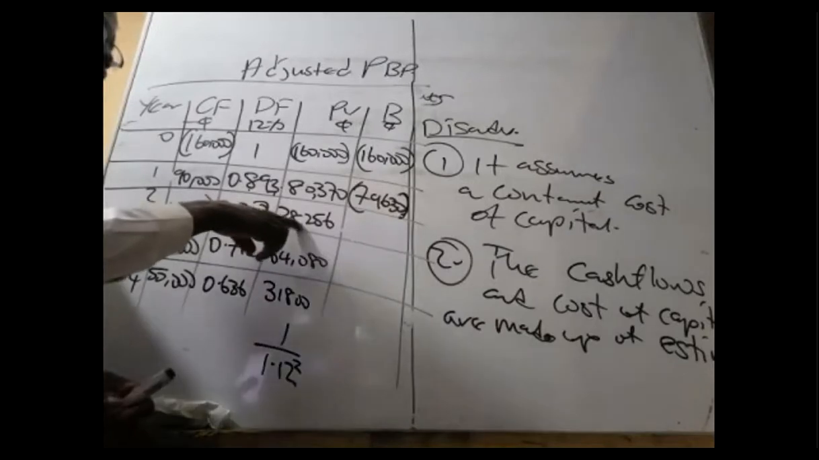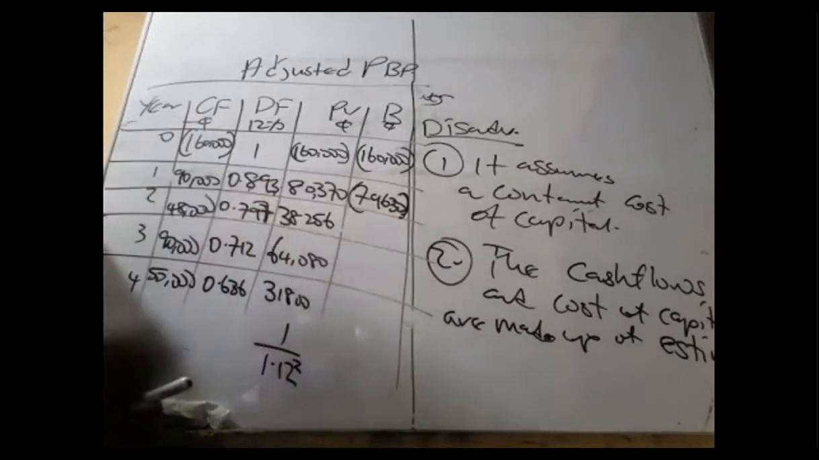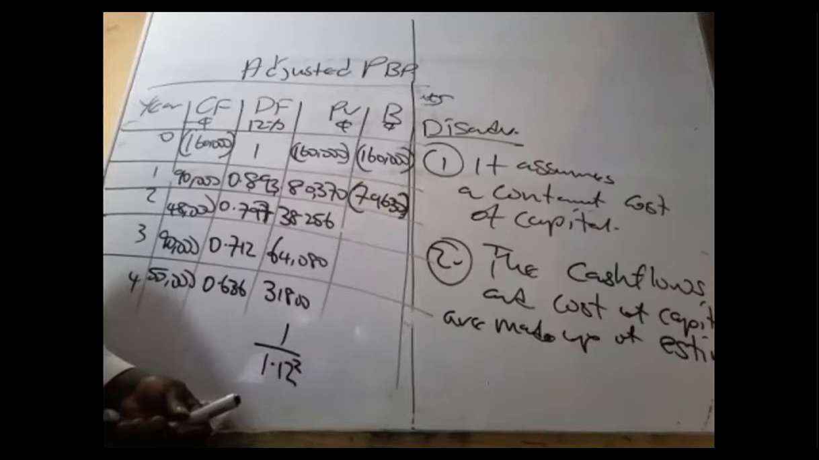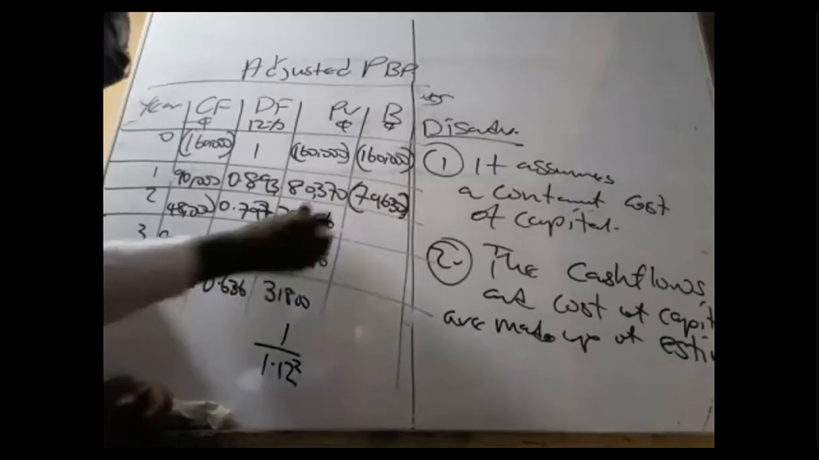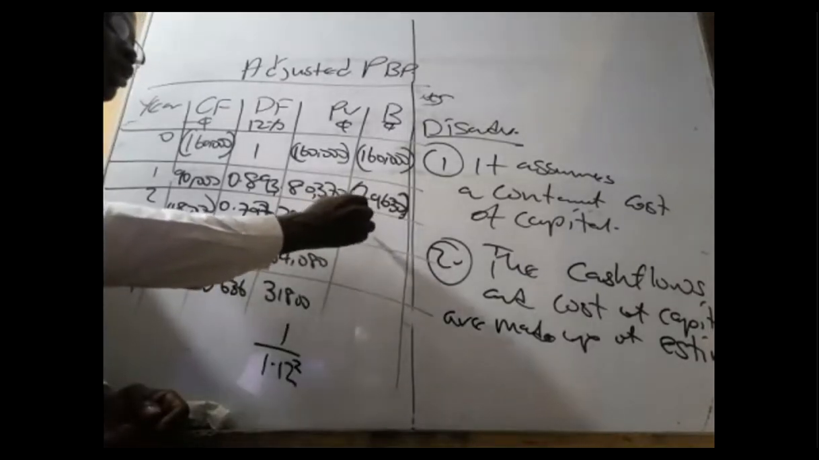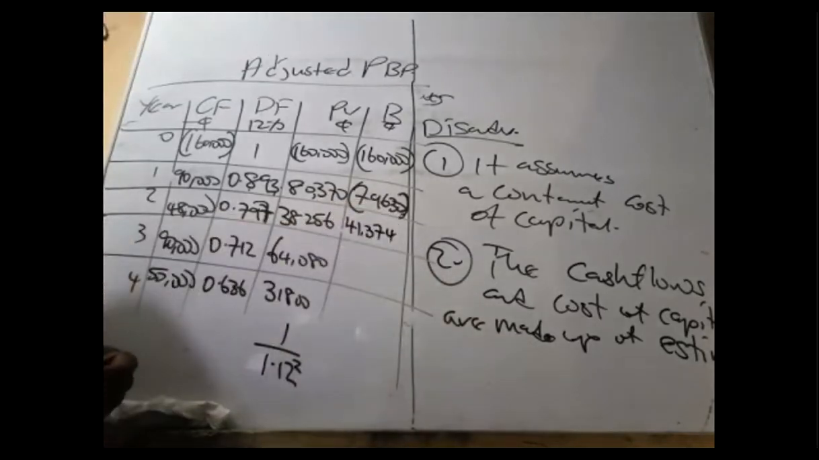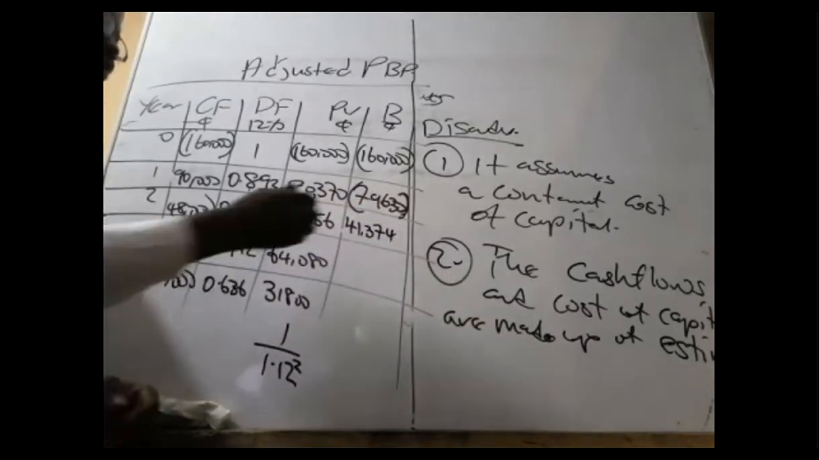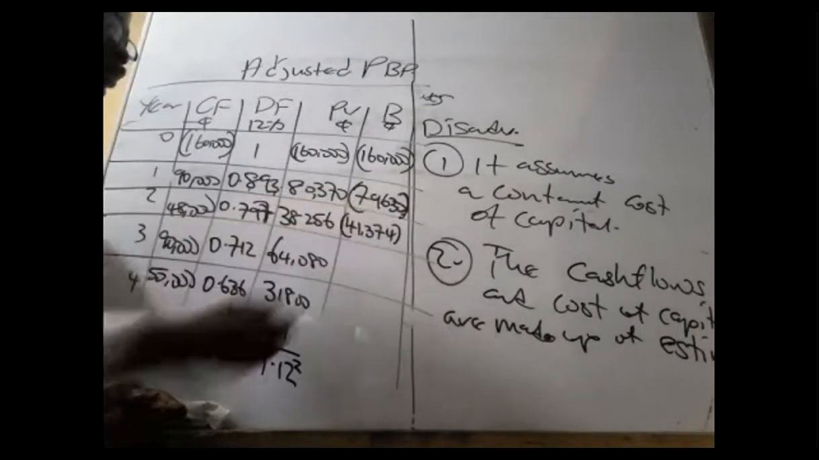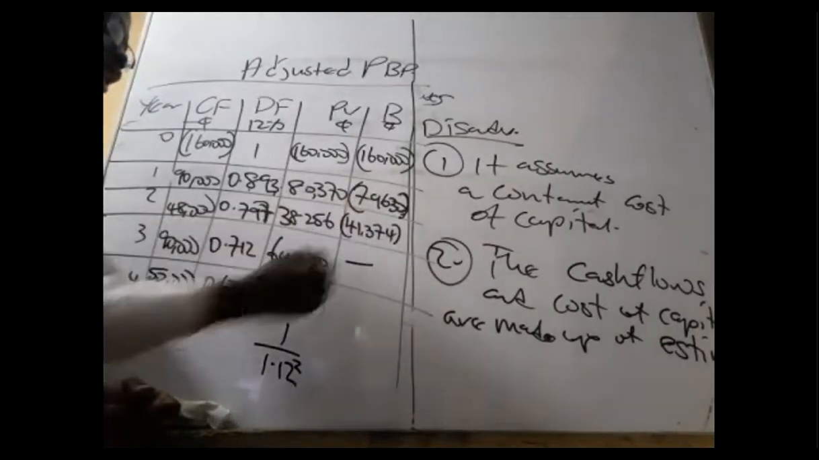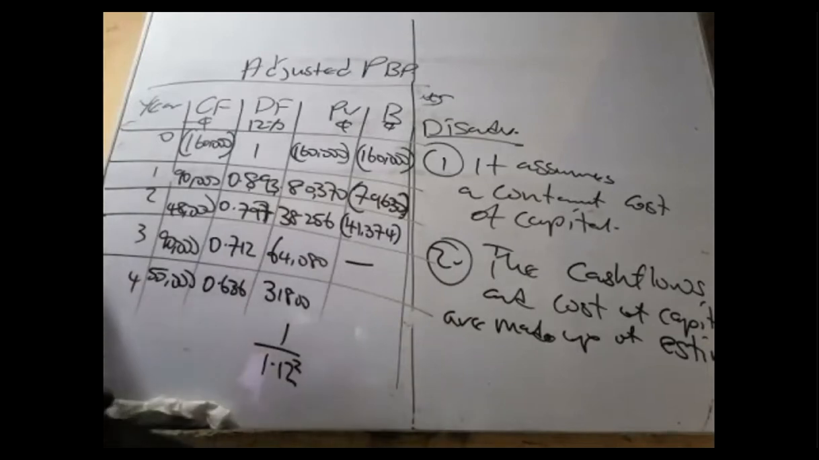Then again, we have 38,256 in here. Let's use that one to offset some of this. Basically we get 41,374. Then it will be cleared here in the third year.